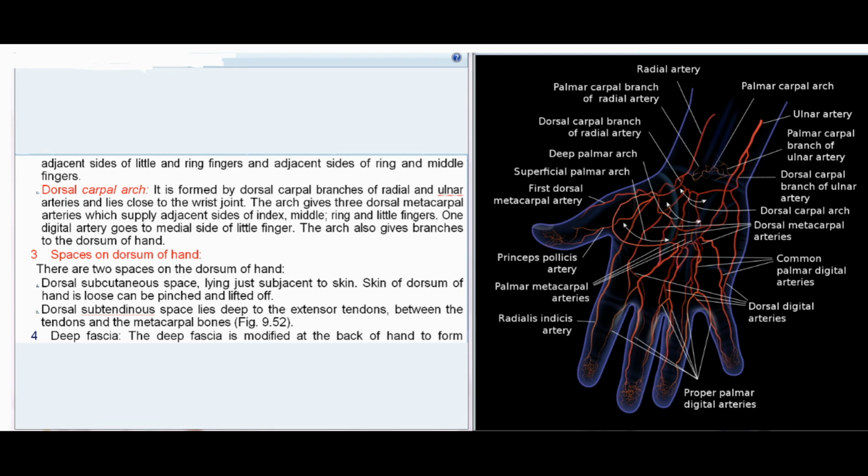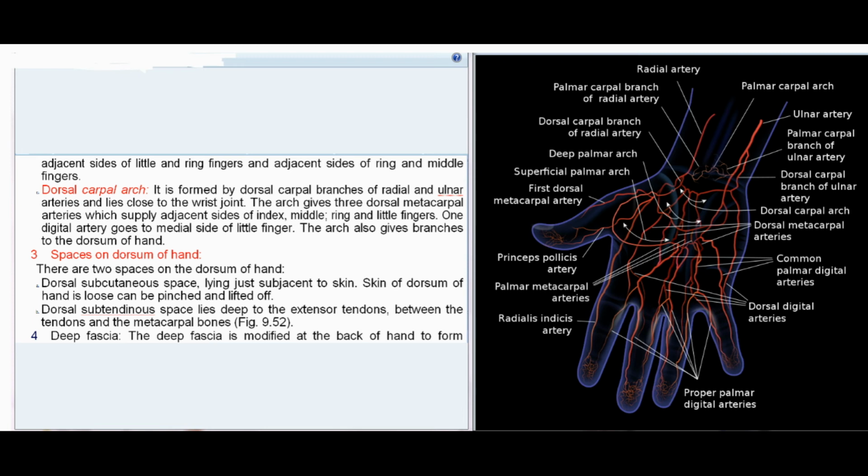2 spaces on the dorsum of the hand. There are 2 spaces on the dorsum of the hand: the dorsal subcutaneous space, lying just subjacent to the skin. Skin of the dorsum of the hand is loose, can be pinched and lifted off. The dorsal subtendinous space lies deep to the extensor tendons, between the tendons and the metacarpal bones, Fig 9.52.